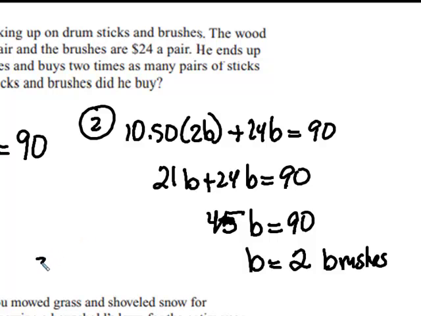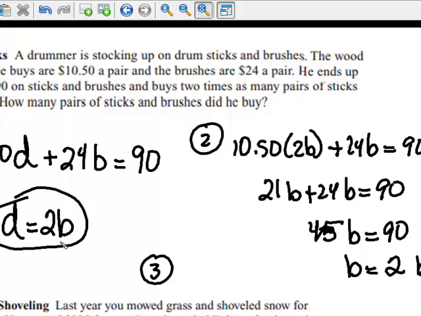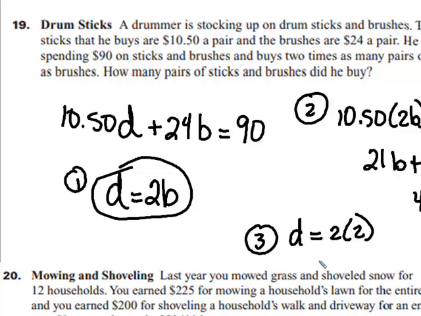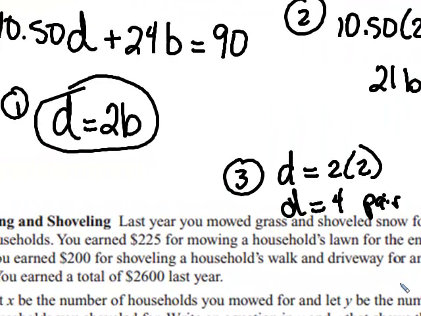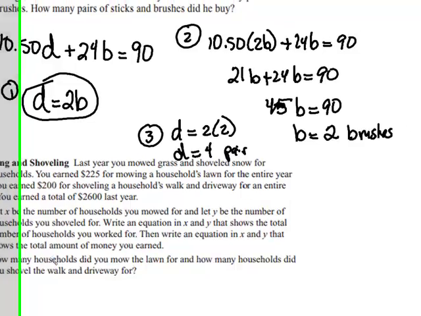And now step 3, I substitute the B back into my first equation here, my revised equation. So drumsticks equals 2 times 2. So drumsticks equals 4. So he buys 4 pair of drumsticks and the 2 brushes. And you know, if you plug this back in, it will equal $90 total.